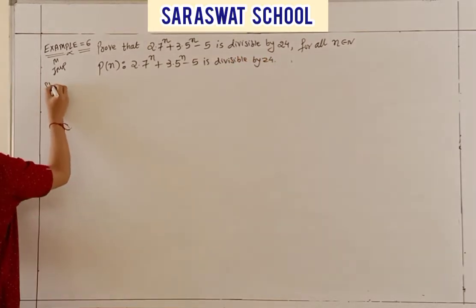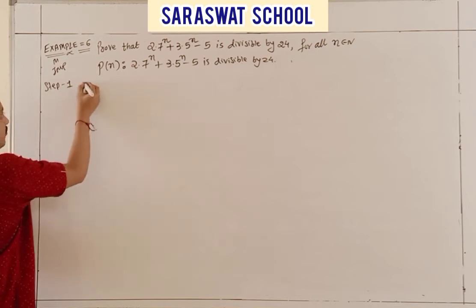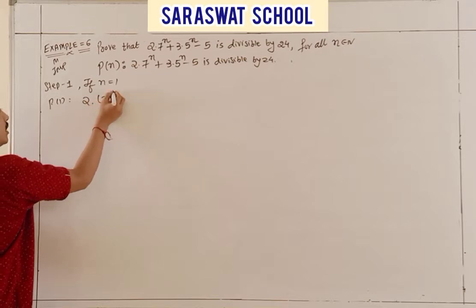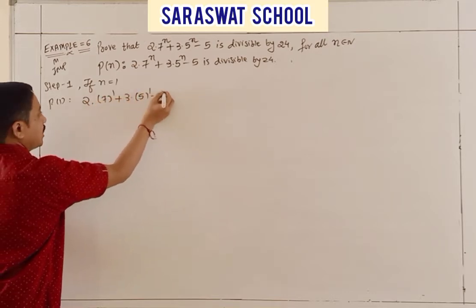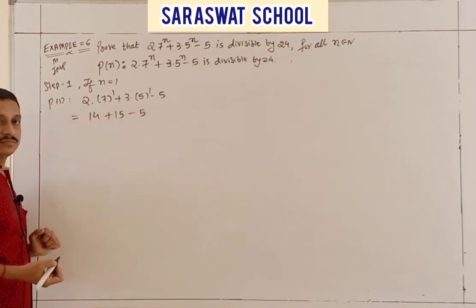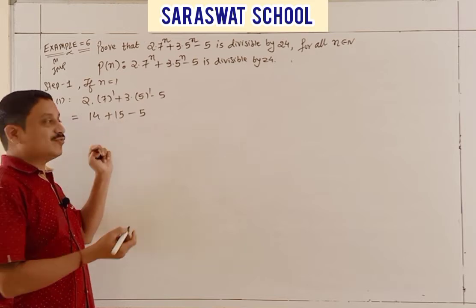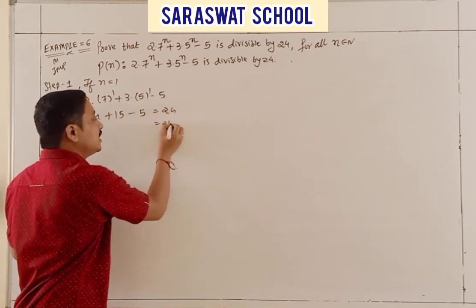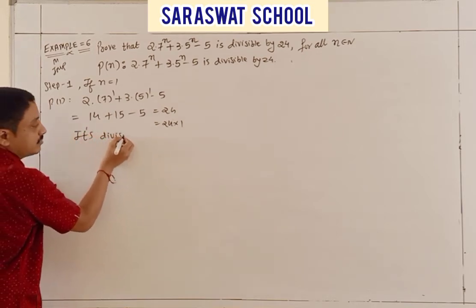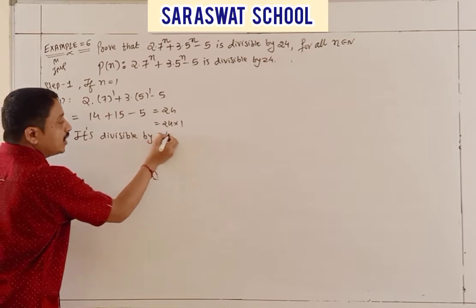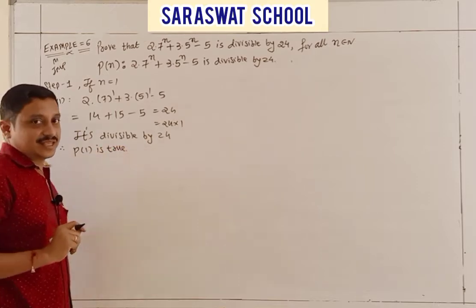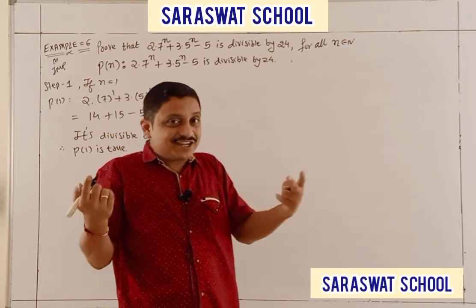So I just go over the steps. Step 1: if n equals 1, so what is P of 1? 2 into 7 to the 1, plus 3 into 5 to the 1, minus 5. 7 times 2 is 14, 5 times 3 is 15. Yes. 14 plus 15 minus 5 gives 24. Surely you can show 24 into 1, it is divisible by 24. So definitely you can write down P1 is true. Yes students, here the first part is finished.